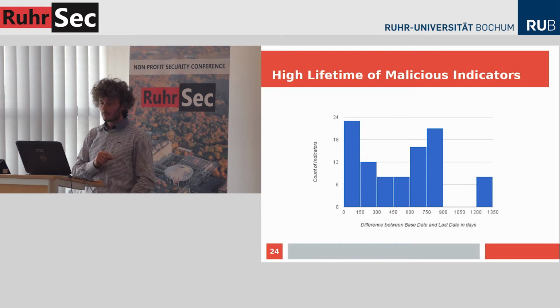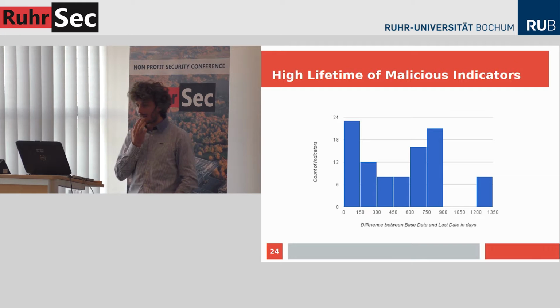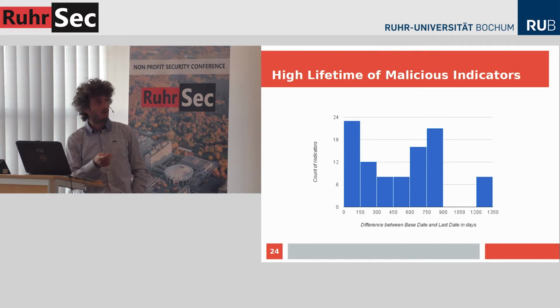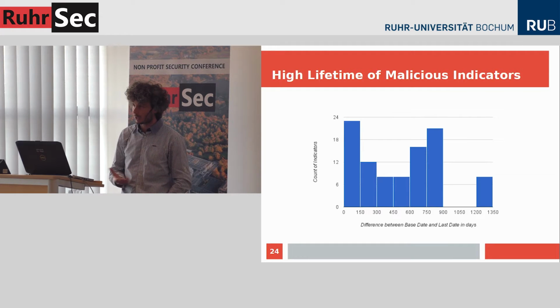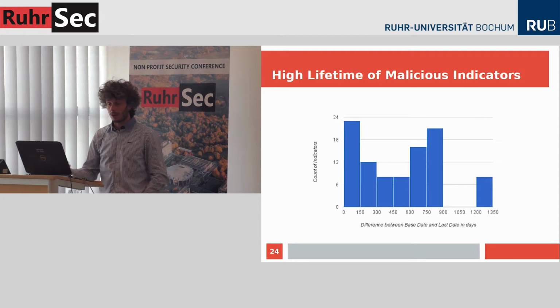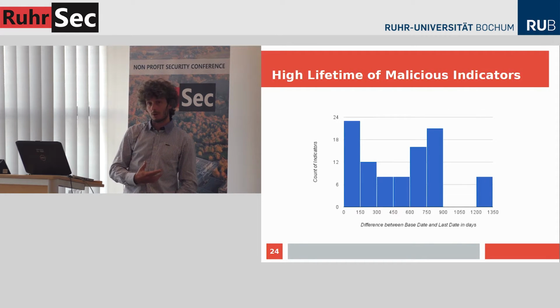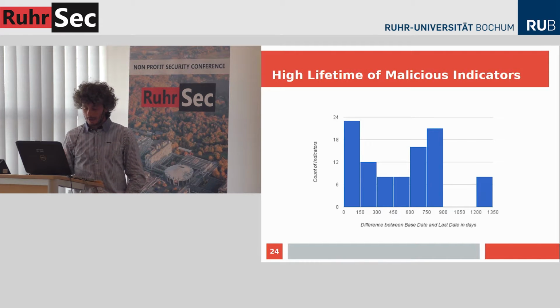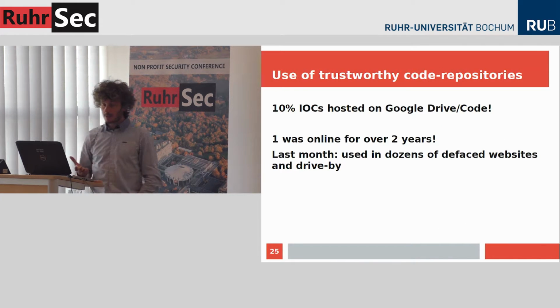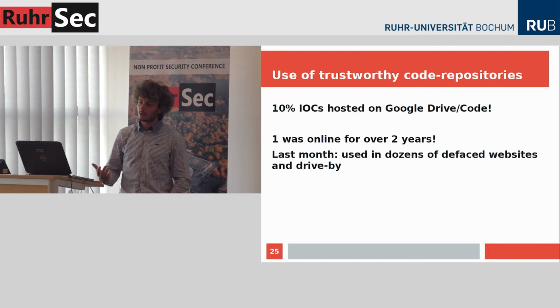So let's go a bit into more detail here. This is a plot about the lifetime of malicious indicators. As you can see, the majority of them have a lifetime of less than 150 days. That means that they've been around just for a couple of months. But there are some of them that have been around for 300 days, or 1 year, or 2 years, or more than 2 years. And interestingly enough, 10% of these indicators of compromise were hosted on Google Drive or Google Code.